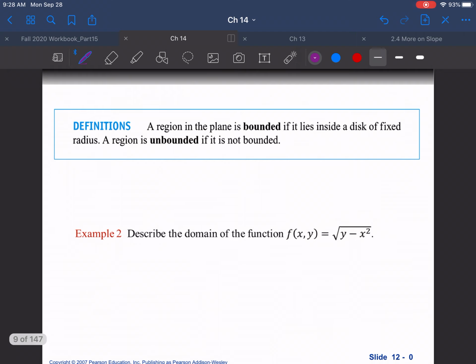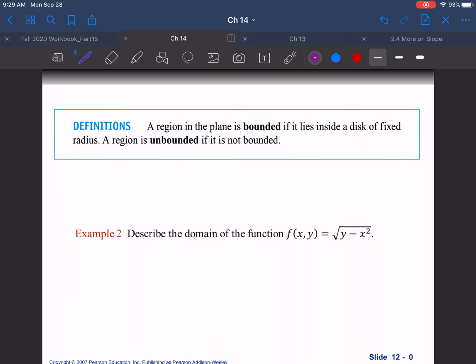All right, definition here again. A region in the plane is bounded if it lies inside a disk of fixed radius. A region is unbounded if it's not bounded. Okay, so that's pretty much what it says. If it's bounded, it's bounded. If it's not, then it's not bounded.